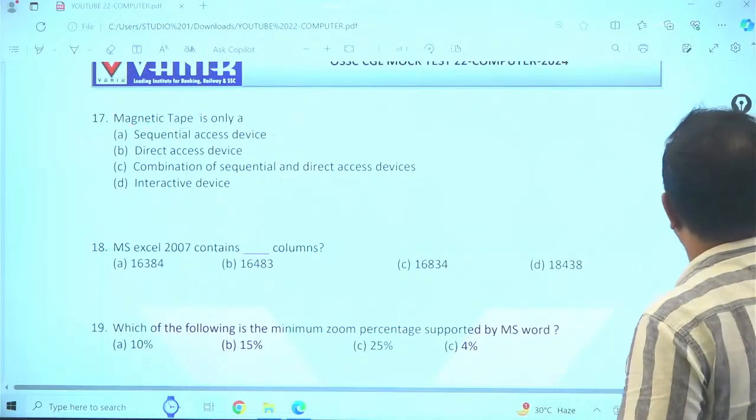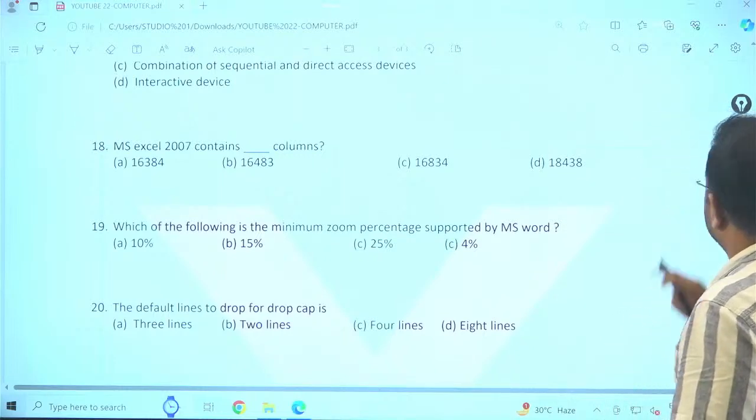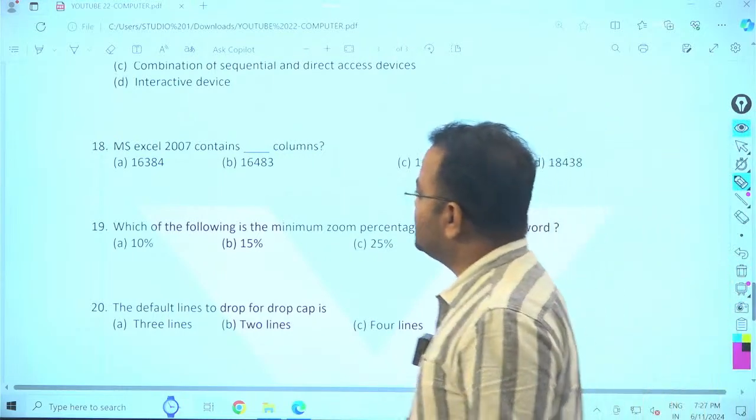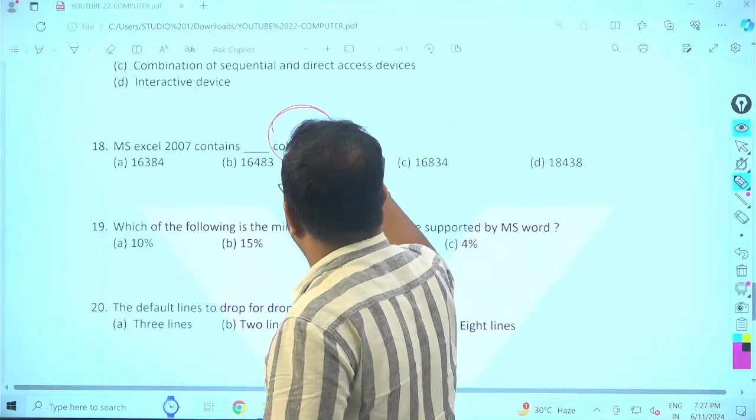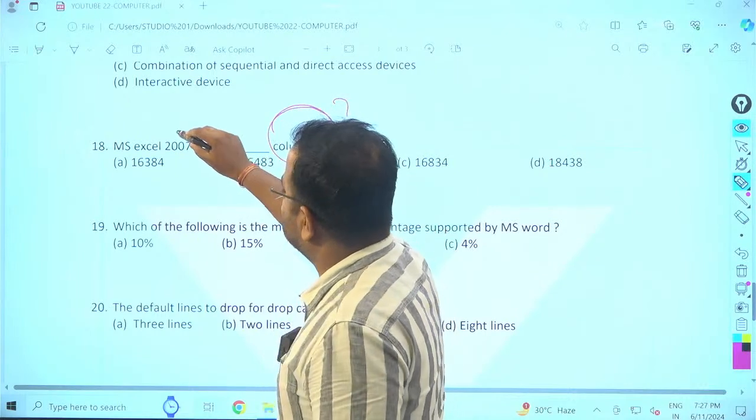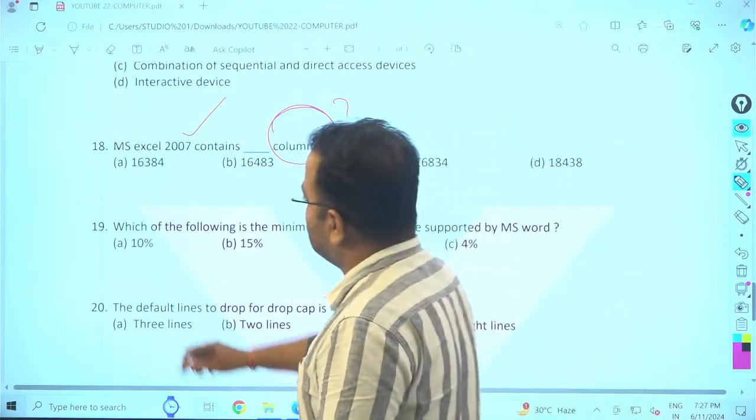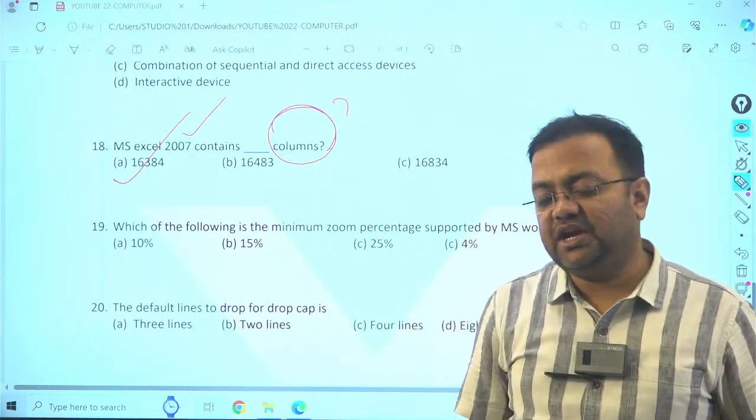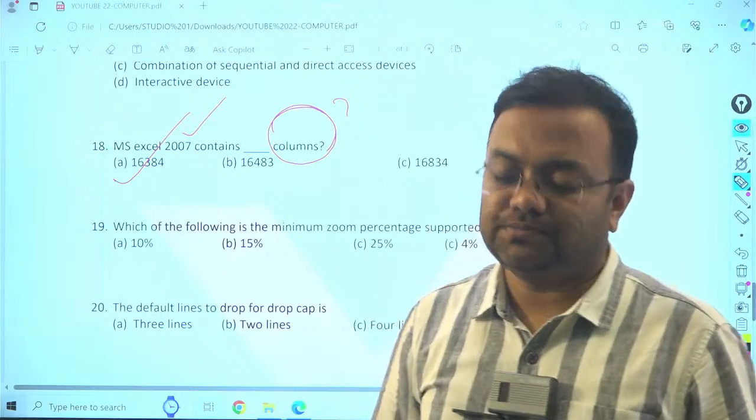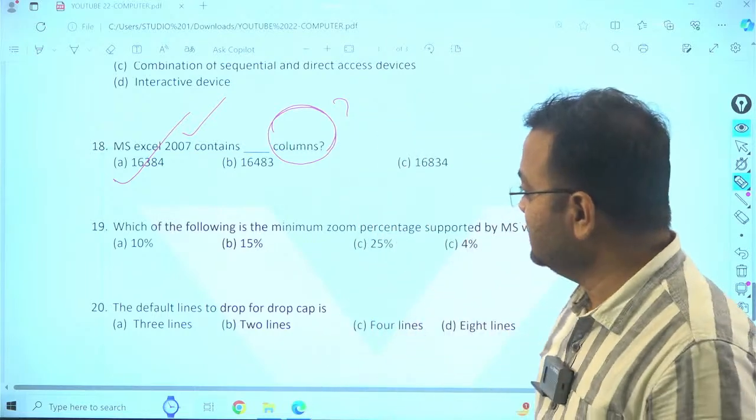Then goes to question number 18. Question number 18, what is the question? It has asked MS Excel 2007 contains how many columns? So as it is specified the version, the answer is A, 16,384. 16,384 is the number of columns which is available in MS Excel 2007.